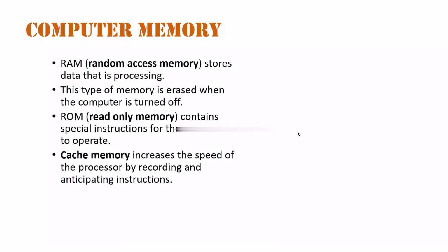Let's proceed fast. Computer memory. A computer memory is made up of both internal and external. And I've said internal ones are made up of two. The RAM, which is the random access memory, which is used to store data that is processing. There are also types of this, and we shall be able to look at them. Then we have the ROM, which is the read-only memory, which contains special instructions for the computer to operate. Then we have what is called the cache memory, which increases the speed of the processor by recording and anticipating the instructions. So that's what you need to know.